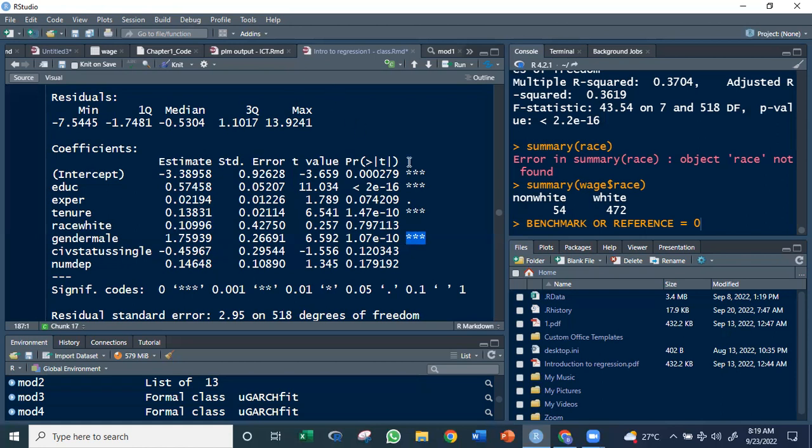Than their married counterparts. Okay, so itong mga categorical variables natin, itong mga dummy variables natin, make sure that when you interpret this in relation to your reference variable or your benchmark factor. Okay. Right?